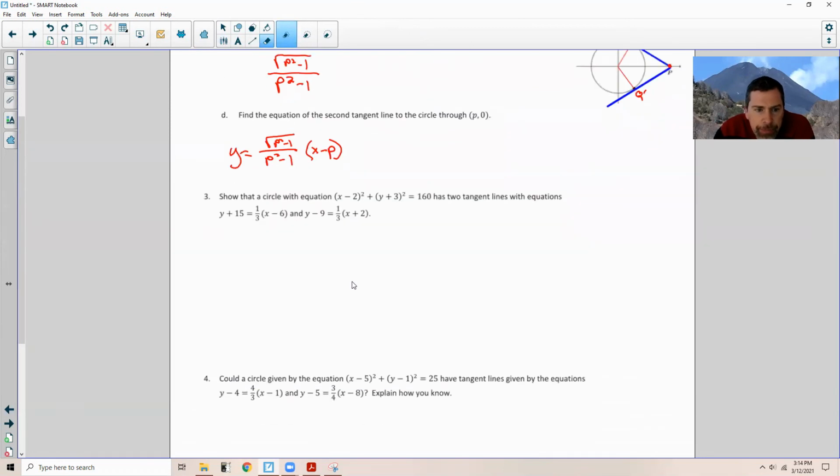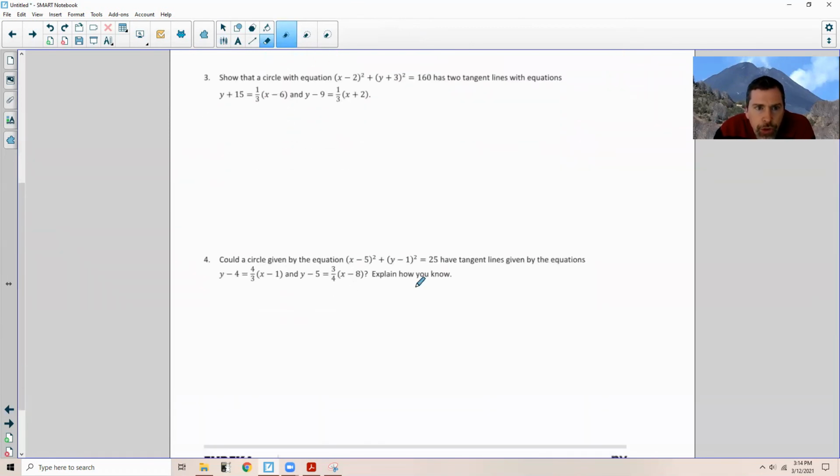Number 3. Show that a circle with the equation x minus 2 squared plus y minus 3 squared equals 160 has two tangent lines with the equations y plus 15 equals negative 1/3 times x minus 6 and y minus 9 equals 1/3 times x plus 2.